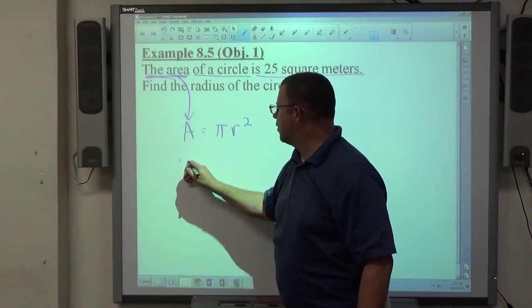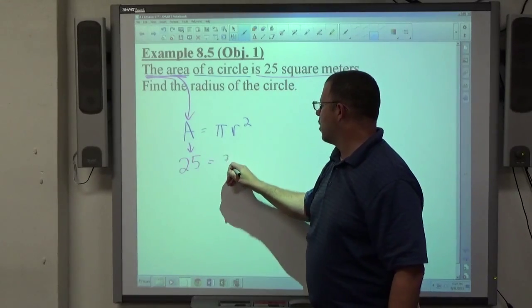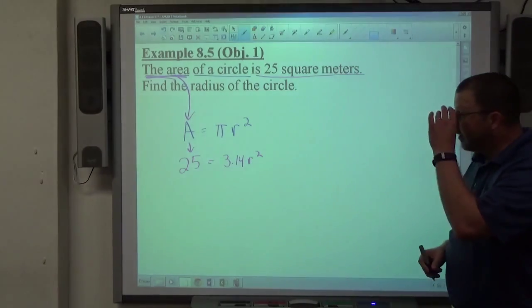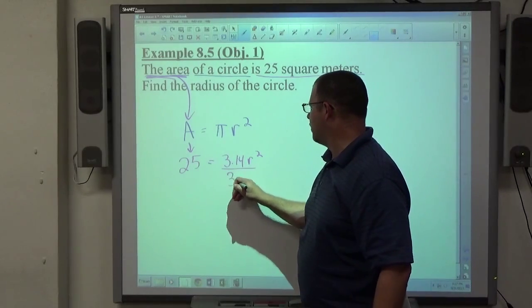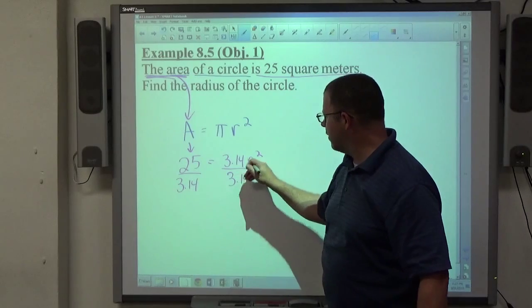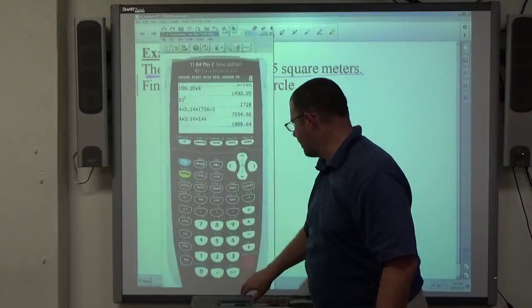So if I substitute in 25 where A goes, pi is 3.14, r squared is what I don't know. So the next thing I need to do is figure out what r squared equals. So I'm going to divide both sides by 3.14. What that's going to leave me with is r squared. And I use a calculator to evaluate that.